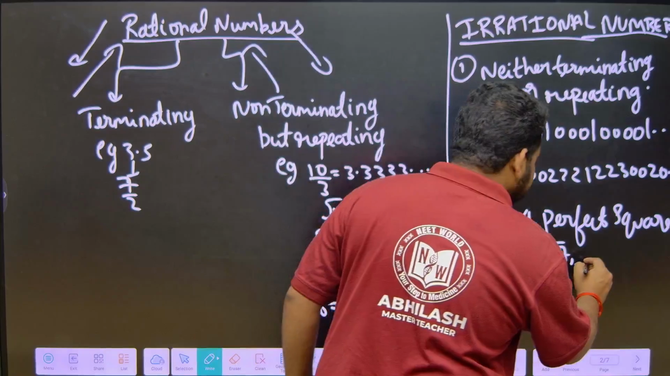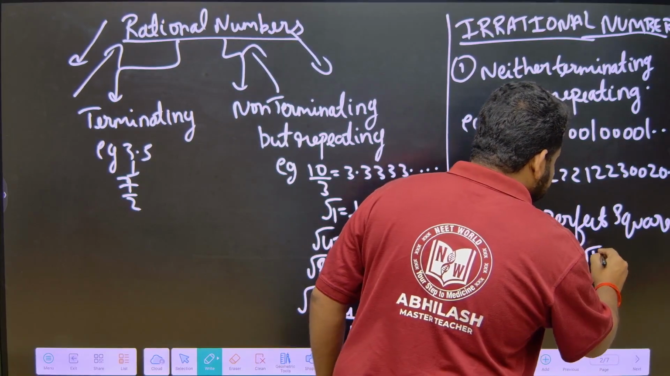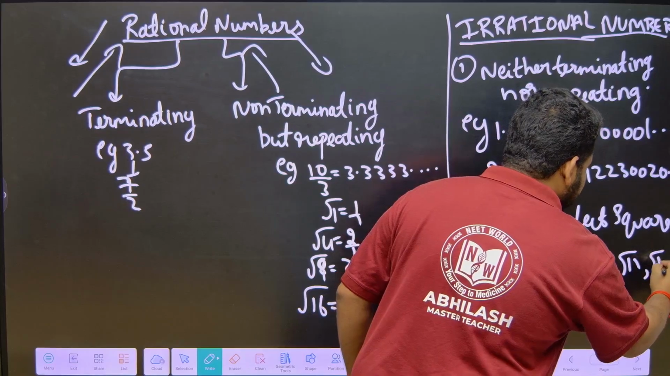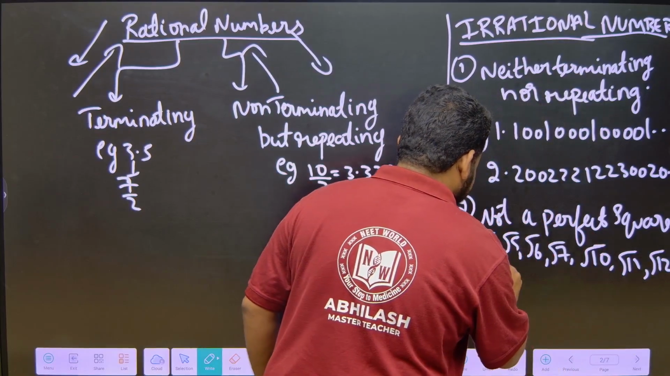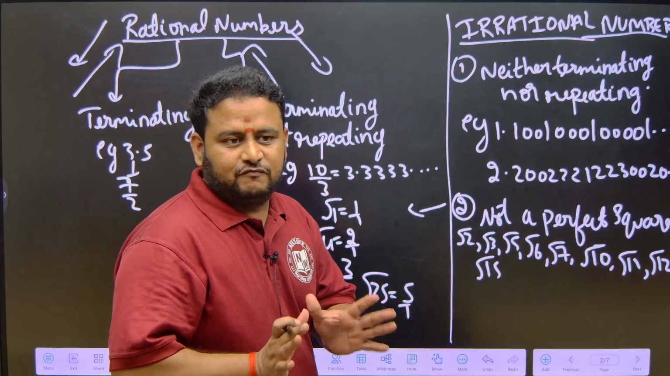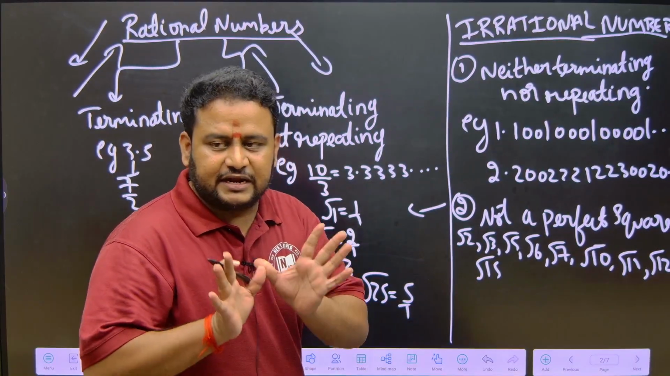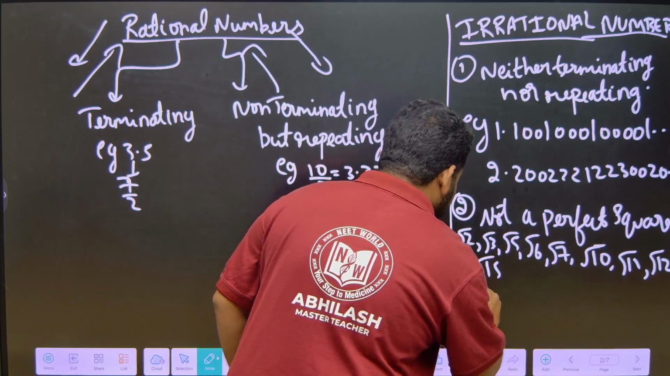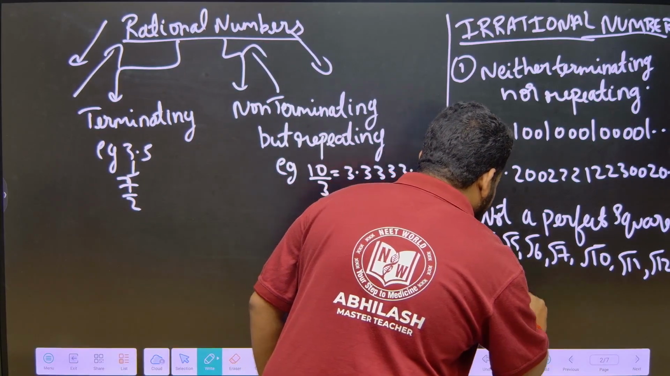What about root 10? Yes, it is not a perfect square. Root 11, root 12, root 15, like that. Next, another property is that it should not be a perfect cube. One is not a perfect square. Another thing is not a perfect cube.